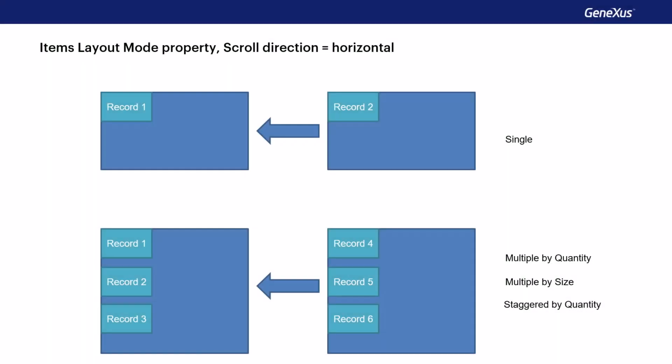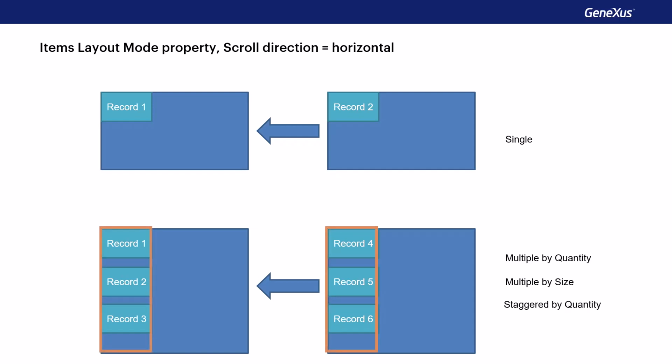In summary, in the standard grid, smart grid, if scrolling is horizontal as in our example, we can define how many records we want to see per column. In other words, within the same column, downwards. But we'll always view one column at a time.